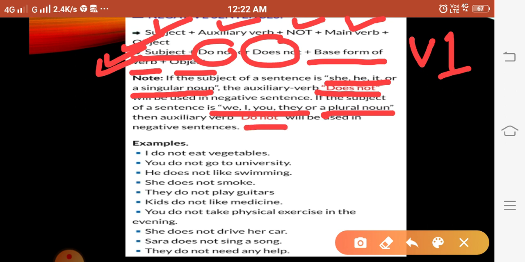Now let's see some examples based on the explanation and the sentence structure given above. I do not eat vegetables. You do not go to university. He does not like swimming. She does not smoke. They do not play guitars. Kids do not like medicine. You do not take physical exercise in the evening. She does not drive her car. Sarah does not sing a song. They do not need any help.